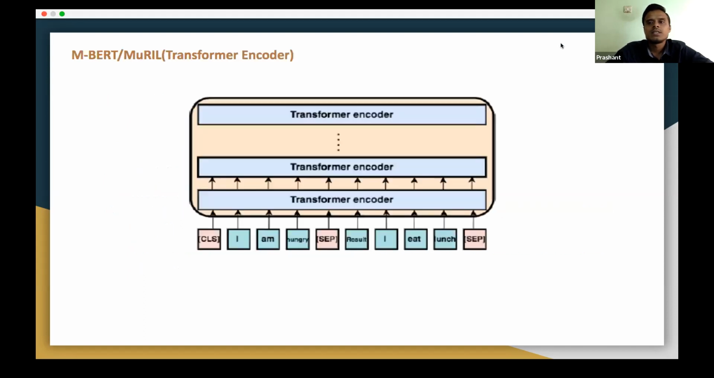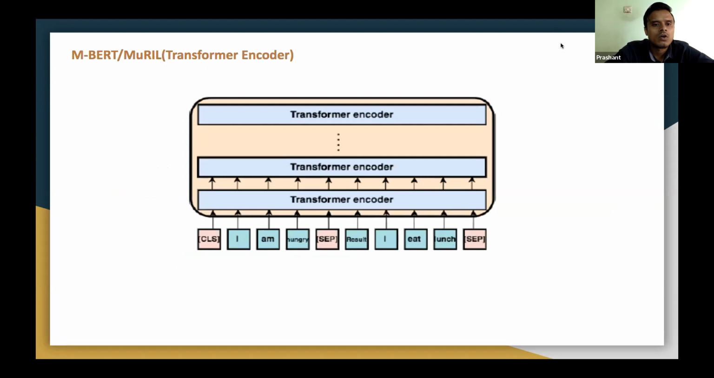So this is the basic architecture of M-BERT or MuRIL, where the stacking of 12 encoders from the transformer architecture has been used to train the M-BERT and MuRIL on different data sets. For model 1 and model 2, we utilize all the 8 data sets and pass them through this model one by one to solve the single task learning framework.